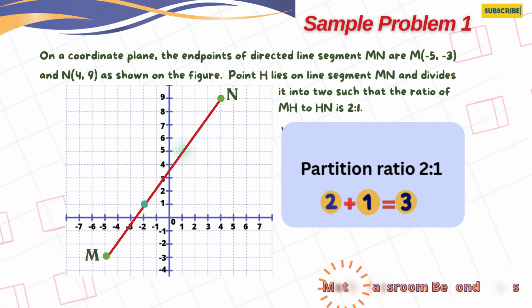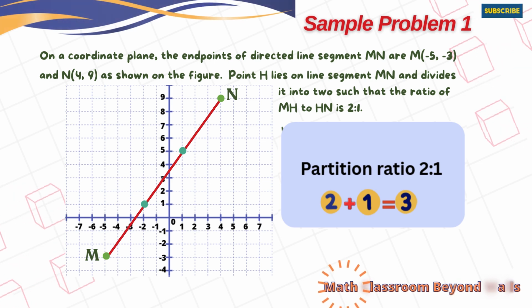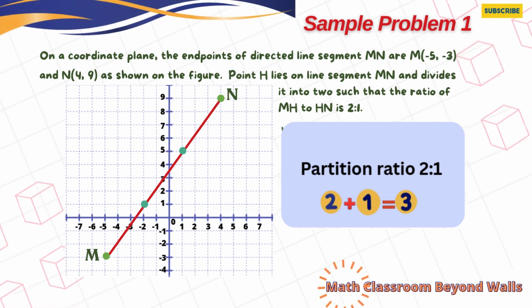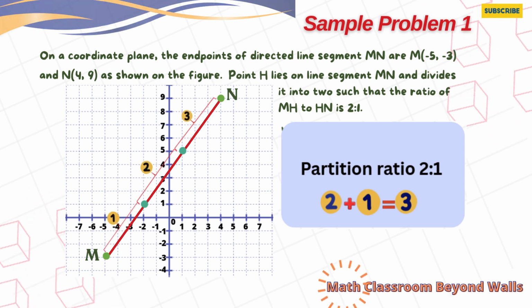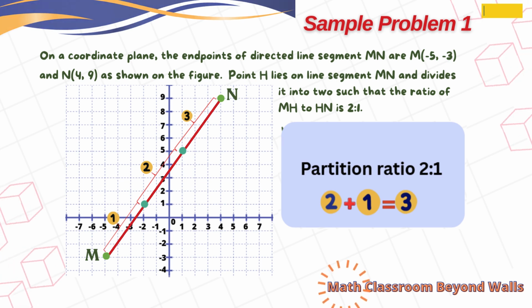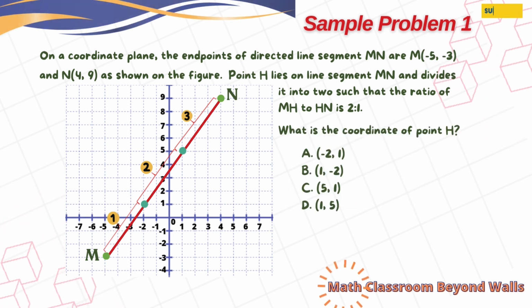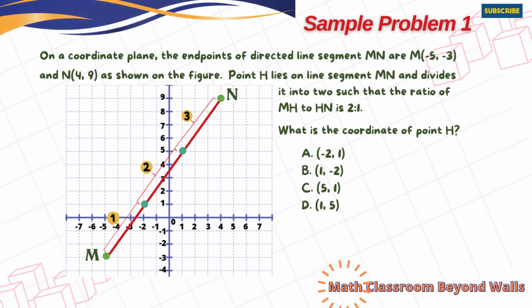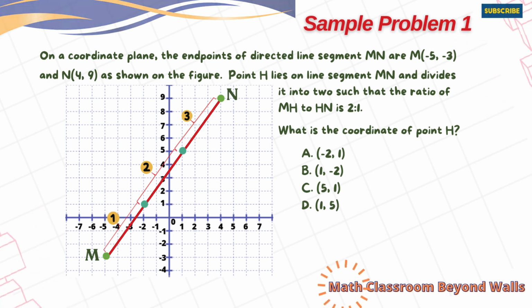Here's another one. And another one. Now, how do we know that these are the 3 parts? We have to find out if they're equal in length. If they are all equal in length, then these are the 3 equal parts dividing the whole segment MN.